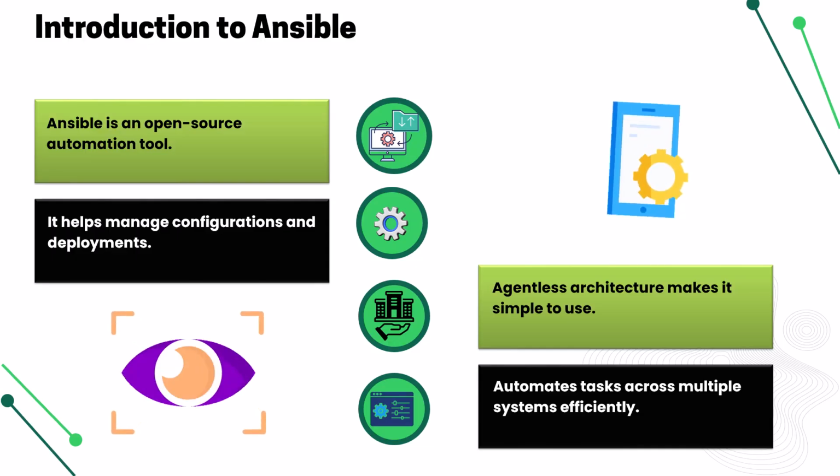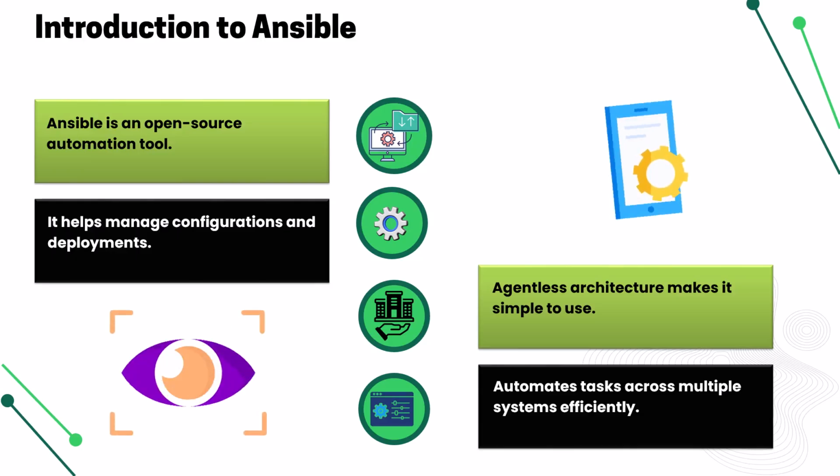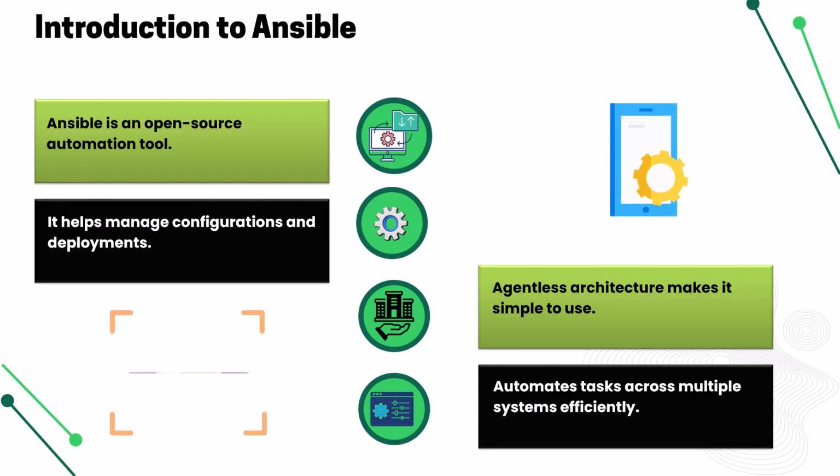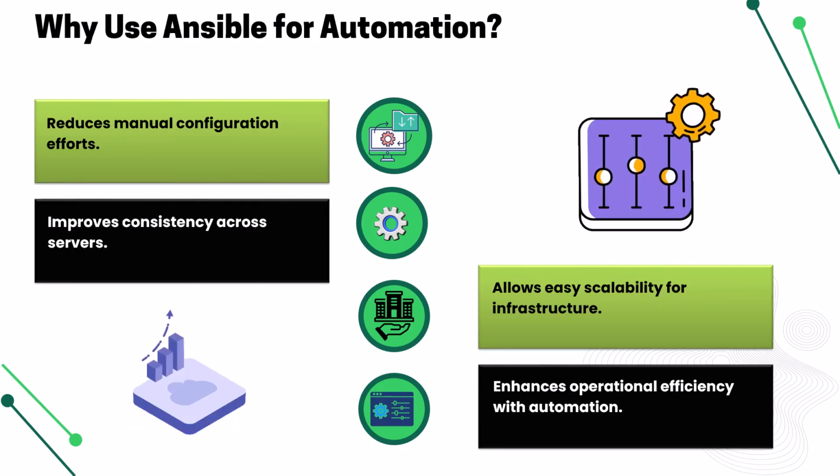Alright, let's start with the basics. Ansible is your new best friend for automation. No need for agents, just direct, efficient automation that makes managing systems a breeze. Think of it as your ever-reliable assistant, ready to do the heavy lifting while you sit back and enjoy your coffee. Why Ansible? Because spending hours on manual configurations is so last decade. Ansible brings consistency, scalability, and efficiency like a magic wand. It's your shortcut to streamlined operations, saving time and reducing headaches.